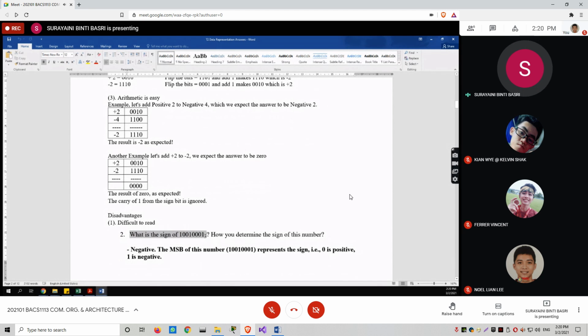Here is the question: what is the sign of this number? So you have to answer. It is negative. So how do you determine the sign of this number? By looking at the MSB value of this number. Okay, so you explain a bit: 0 will be positive, 1 is negative.